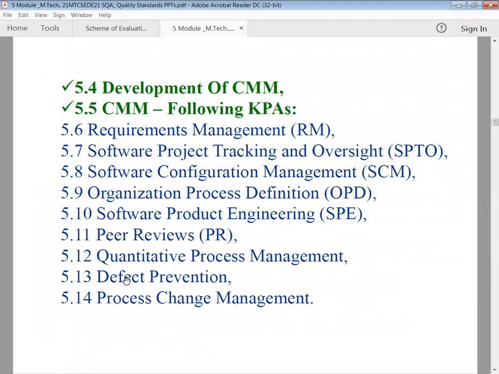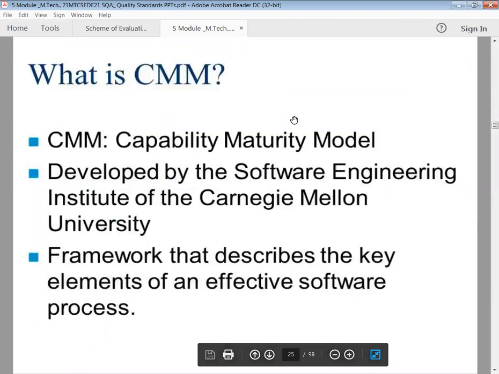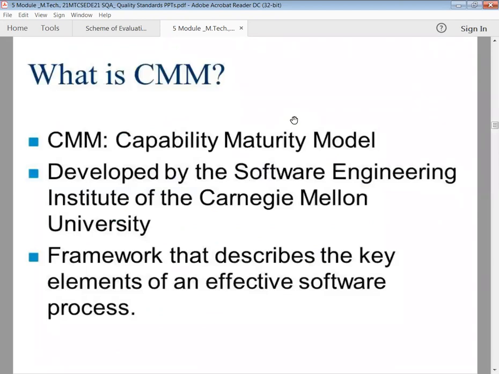Our next topic is CMM and the following KPAs. As we discussed, CMM is the Capability Maturity Model. It was developed by the Software Engineering Institute, SEI, at Carnegie Mellon University. It is a framework that describes the key elements of an effective software process. So it is a model, or a framework. Framework means it has its own boundaries. So the CMMI model should be applied in a predefined environment.